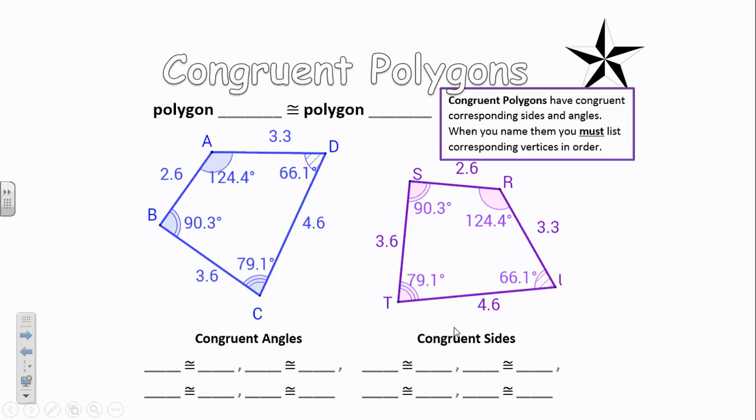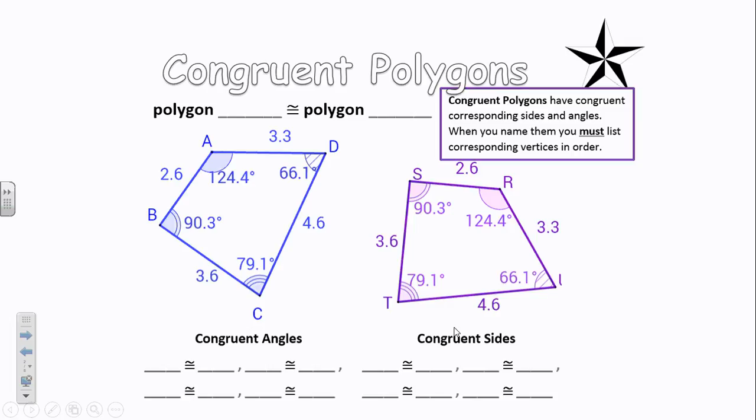On your sheet, there's a big old star in the top. So I want you to notice that and pay attention to it. It says that congruent polygons have congruent corresponding sides and angles. All the corresponding sides have to be congruent. All the corresponding angles have to be congruent. And the most important thing to remember is that when you name them, you must list the corresponding vertices in order. Okay? So when you decide to name a polygon, the first one that you name, the order doesn't matter so much, but the second one is really important that you name it correctly.